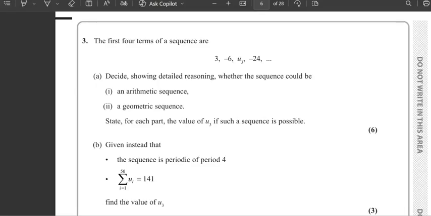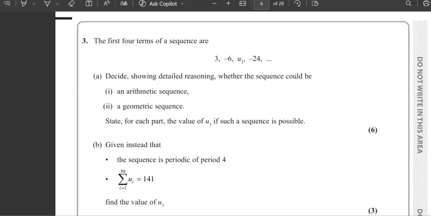Part A, decide, showing detailed reasoning, whether the sequence could be Roman 1, an arithmetic sequence, Roman 2, a geometric sequence. State for each part the value of u3 if such a sequence is possible.